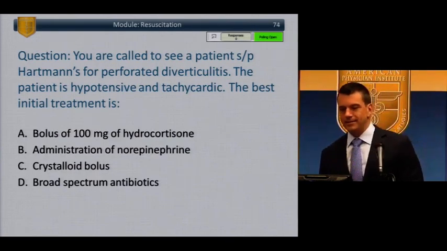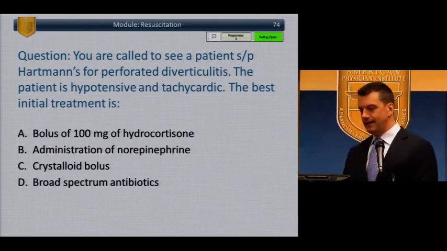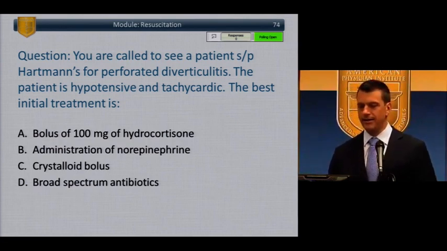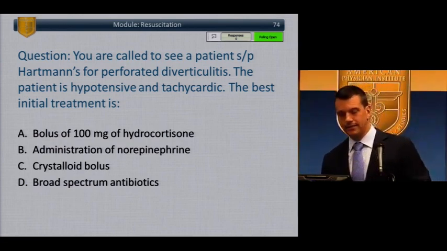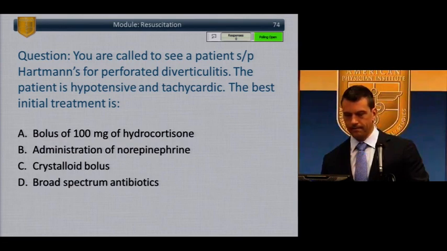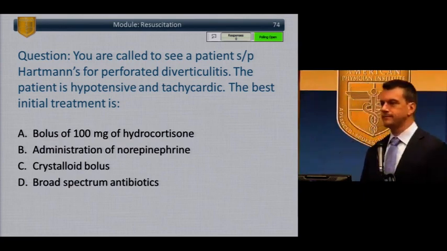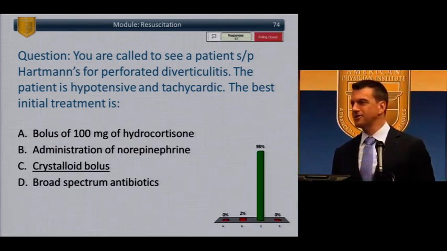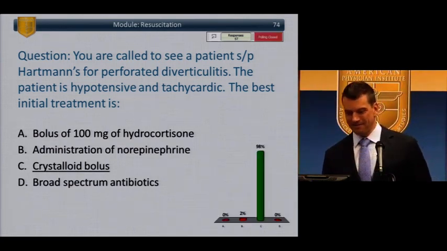You're called to see a patient who's status post Hartmann's for perforated diverticulitis. The patient's hypotensive and tachycardic. The best initial treatment is: A, bolus hydrocortisone; B, administration of norepinephrine; C, crystalloid bolus; D, broad spectrum antibiotics. There we go, crystalloid bolus. That's always a safe place to start.